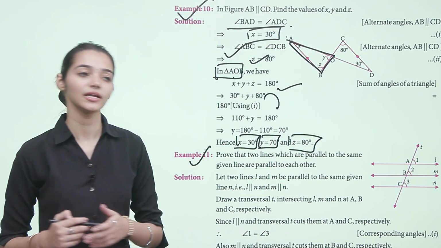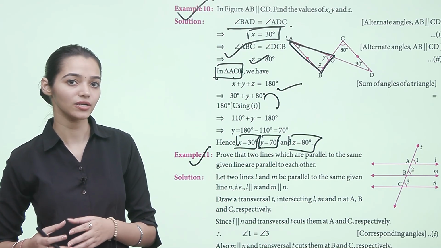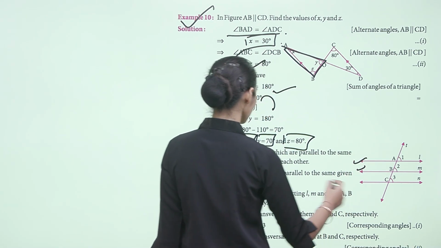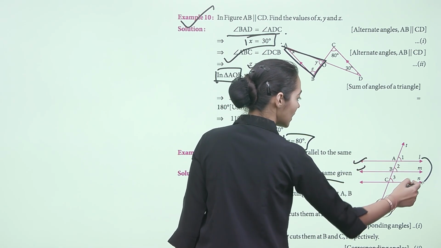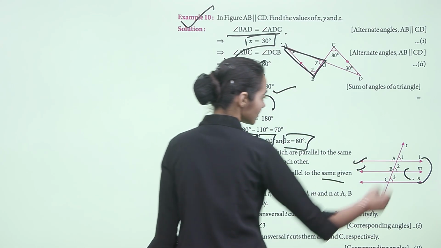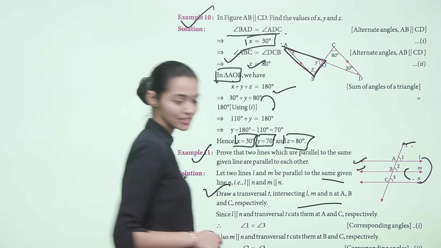Here in example number 11, we have to prove that two lines which are parallel to the same given line are parallel to each other. So let the two lines L, M be parallel to the same given line, that is L parallel to N and M parallel to N. Now here we draw a transversal, that is T, cutting them respectively at A, B and C.